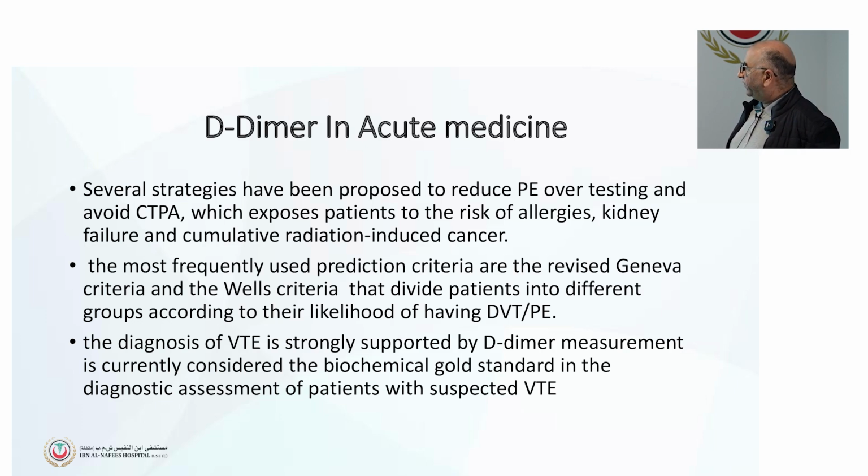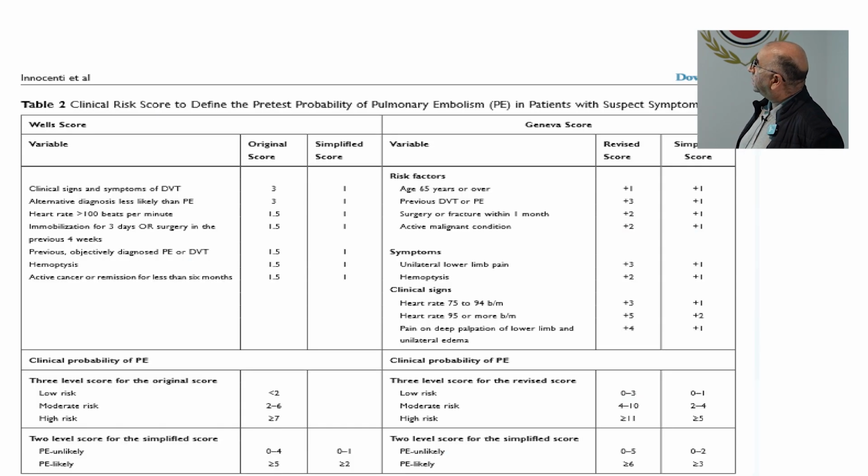So the diagnosis of venous thromboembolism is strongly supported by D-dimer measurement. It is currently considered the biochemical gold standard in diagnostic assessment of patients with suspected venous thromboembolism. And this is the Wells criteria or Geneva score. So when a patient comes, you stratify them according to the possibility of PE. So you have Wells criteria or Geneva criteria. Low risk group is less than 2, moderate 2 to 6, and above 7 is considered high risk.